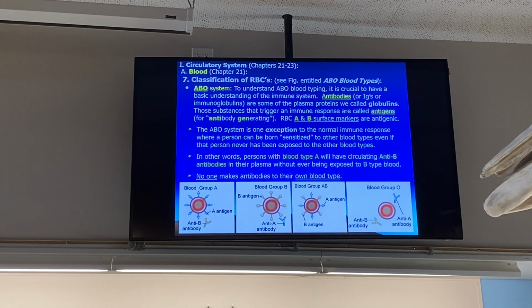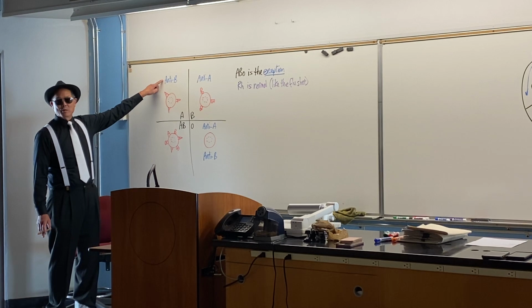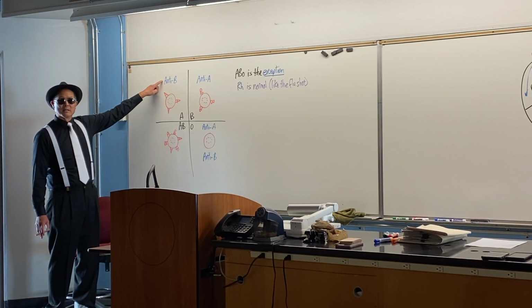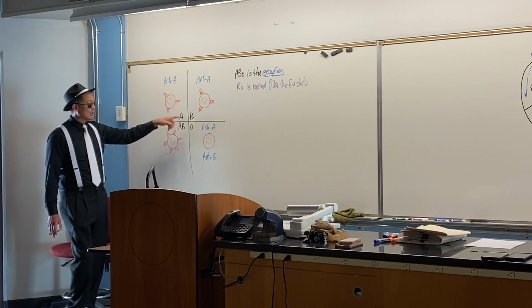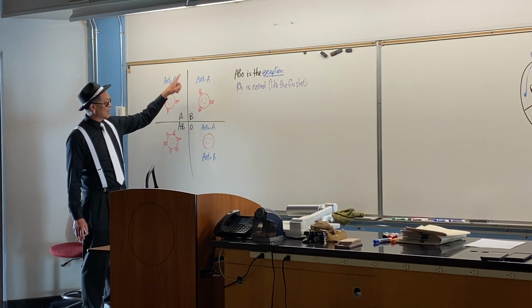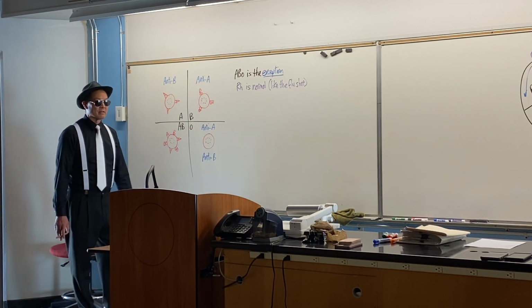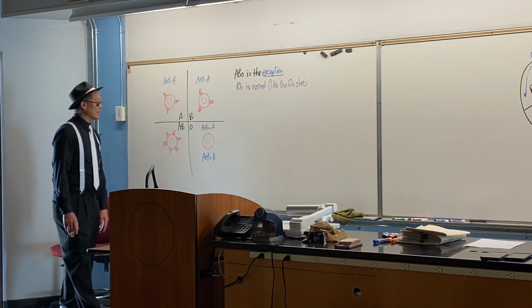This is the exception because if you have A antigens, your type A blood, and without ever being exposed to B type blood, you are born with anti-B. This is the globulin in your plasma. It's the plasma protein globulin. Same thing with B. If you have B surface antigens on your red blood cells, your type B blood, you have anti-A in your plasma without ever being exposed to the A antigen.